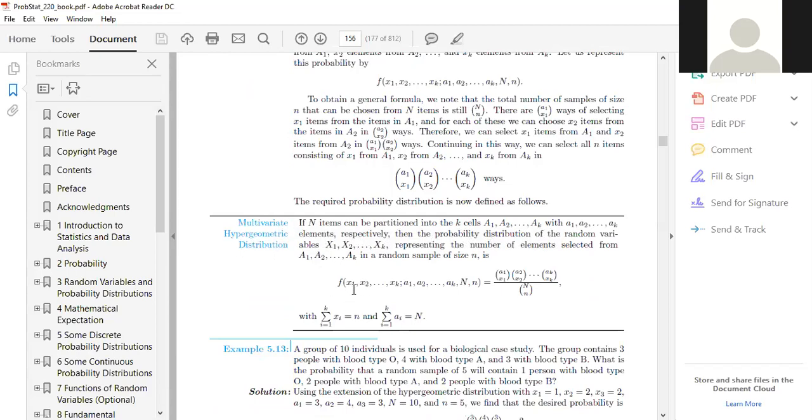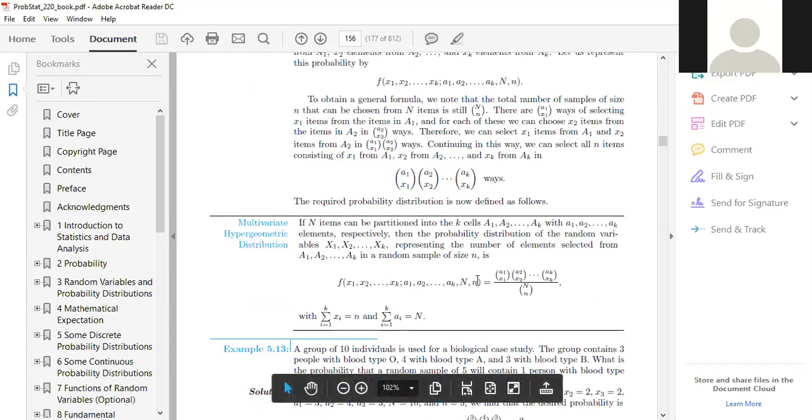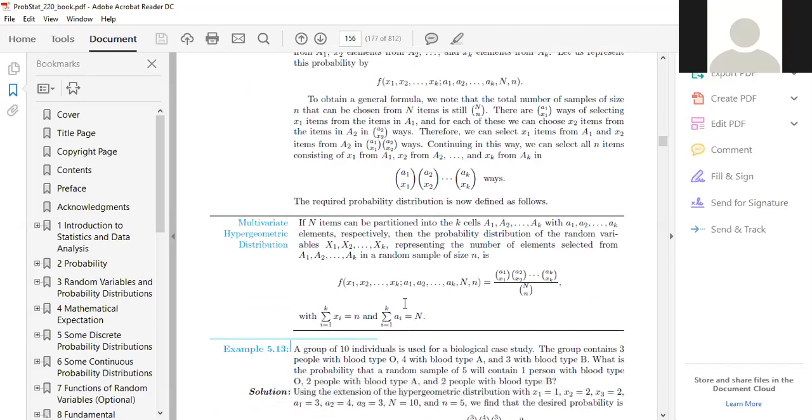Just like your previous case, x1 to xk are the random variables, and a1, a2, ak are your rates of success. And total number n, out of n, that is a population. The summation of xi must be equal to total samples, and the summation of ai, success rates, must be equal to n. So a1 to ak, n is the item of the partitions into k cells. A1 to ak will be a1, a2, ak elements respectively.